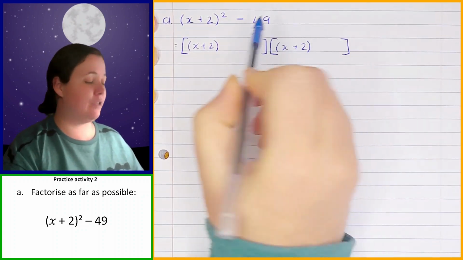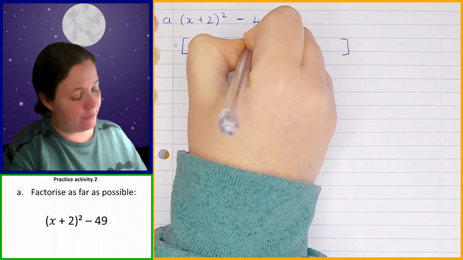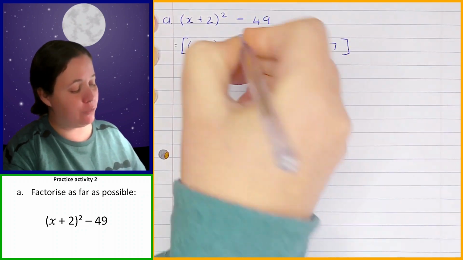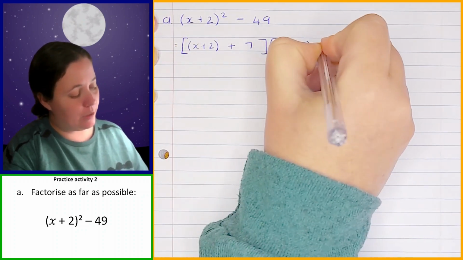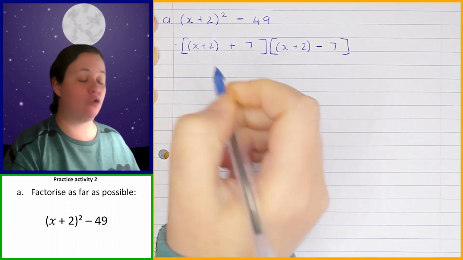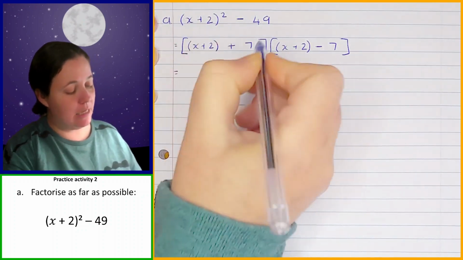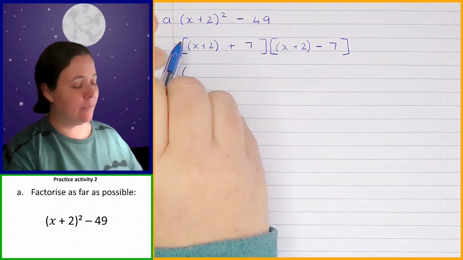Then I have the square root of 49, which is 7, as the second term in each bracket. One gets a plus, the other one gets a minus. Now I can go and drop the brackets inside the brackets, so I'm going to have normal brackets now.